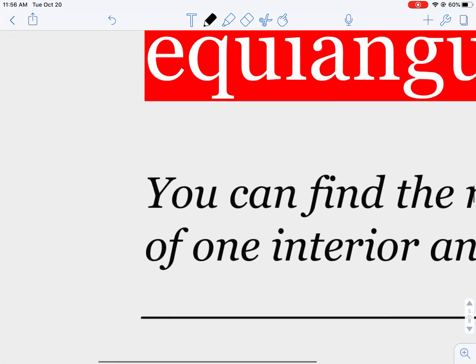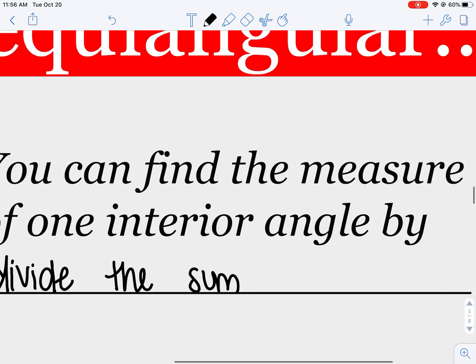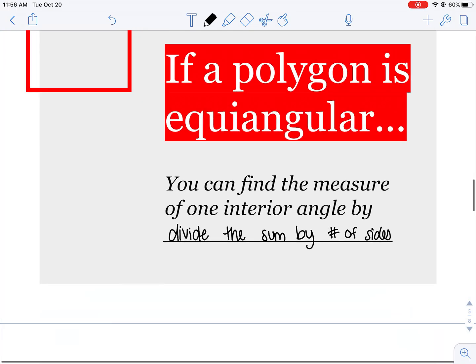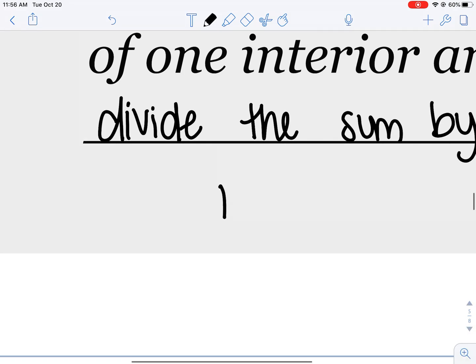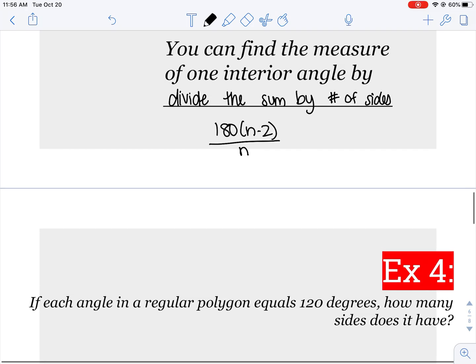If it's equiangular, I can take the sum and divide it by the number of sides. And I get what one angle must be. So I'm taking that exact same formula that was 180 times n minus 2. I'm saying, well, if I want to know what just one of them is, and they're all exactly the same, then I better just divide by n. So we're going to practice this a little bit. We know that each angle is 120, and we want to know how many sides.